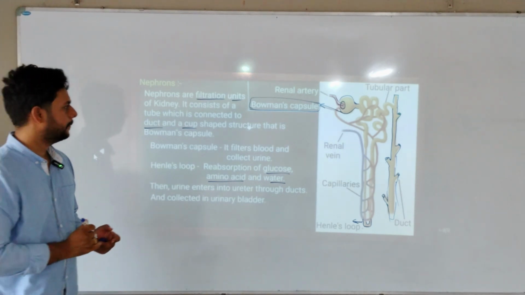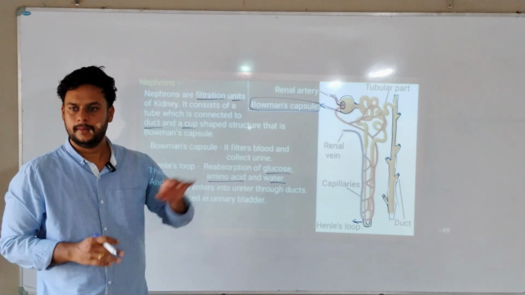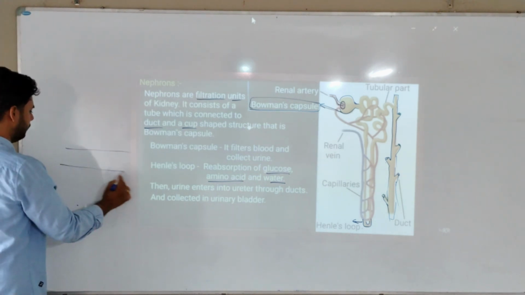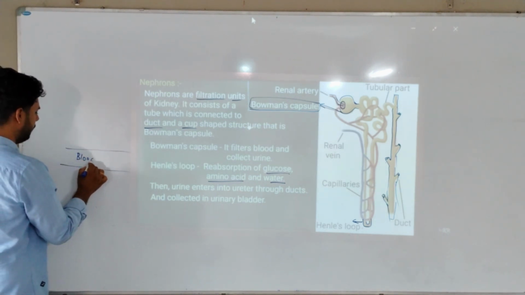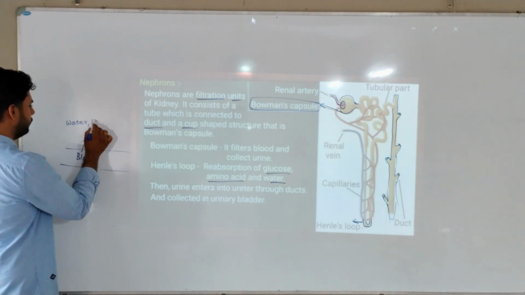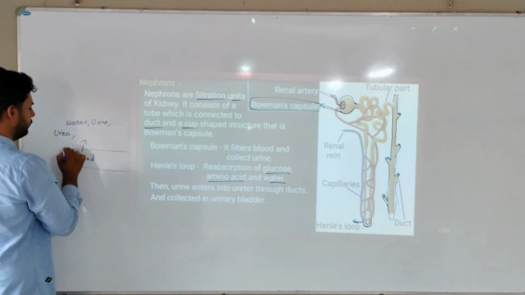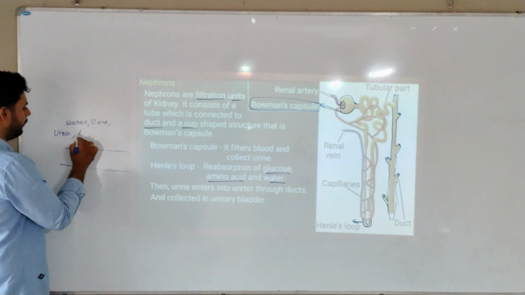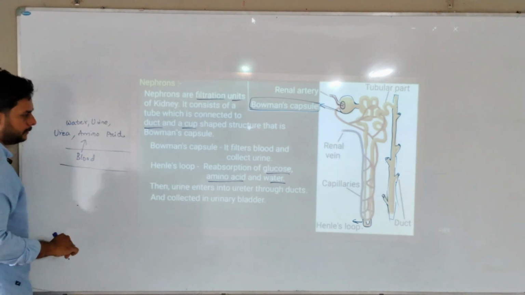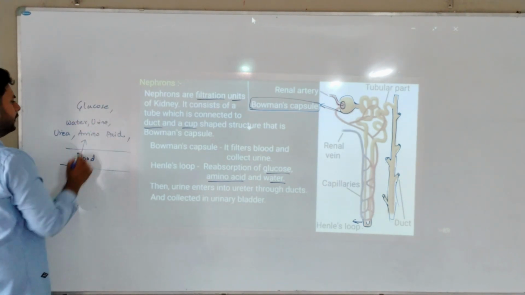Once again I will tell. First, Bowman's capsule. In Bowman's capsule blood will enter. What does the blood have? See, understand properly. Think this is blood. Blood has too many things: water, urine, uric acid, urea, amino acid, glucose. See, these are all the things that blood has.